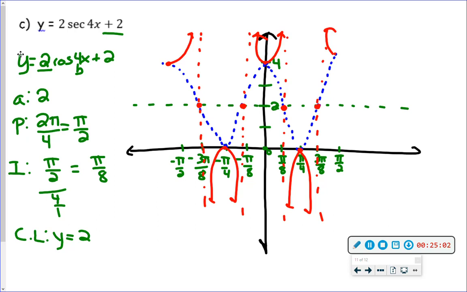So if you were good at sine and cosine, use that as a template, convert it into secant and cosecant.